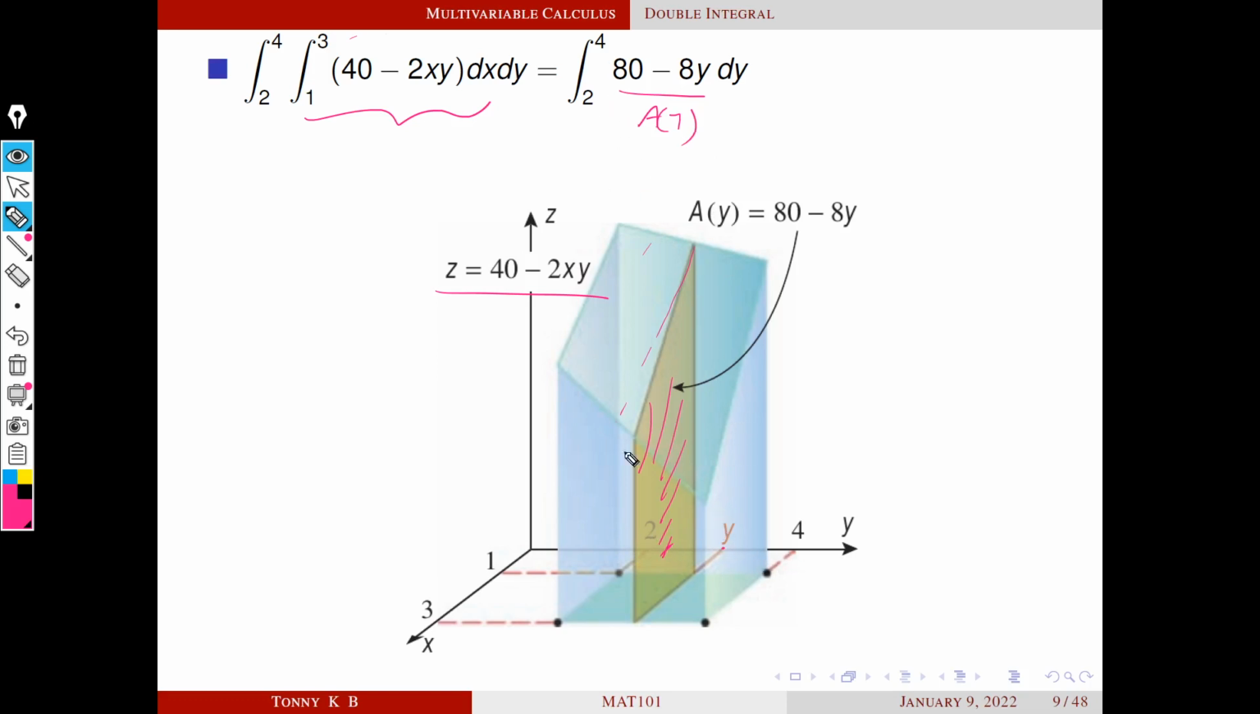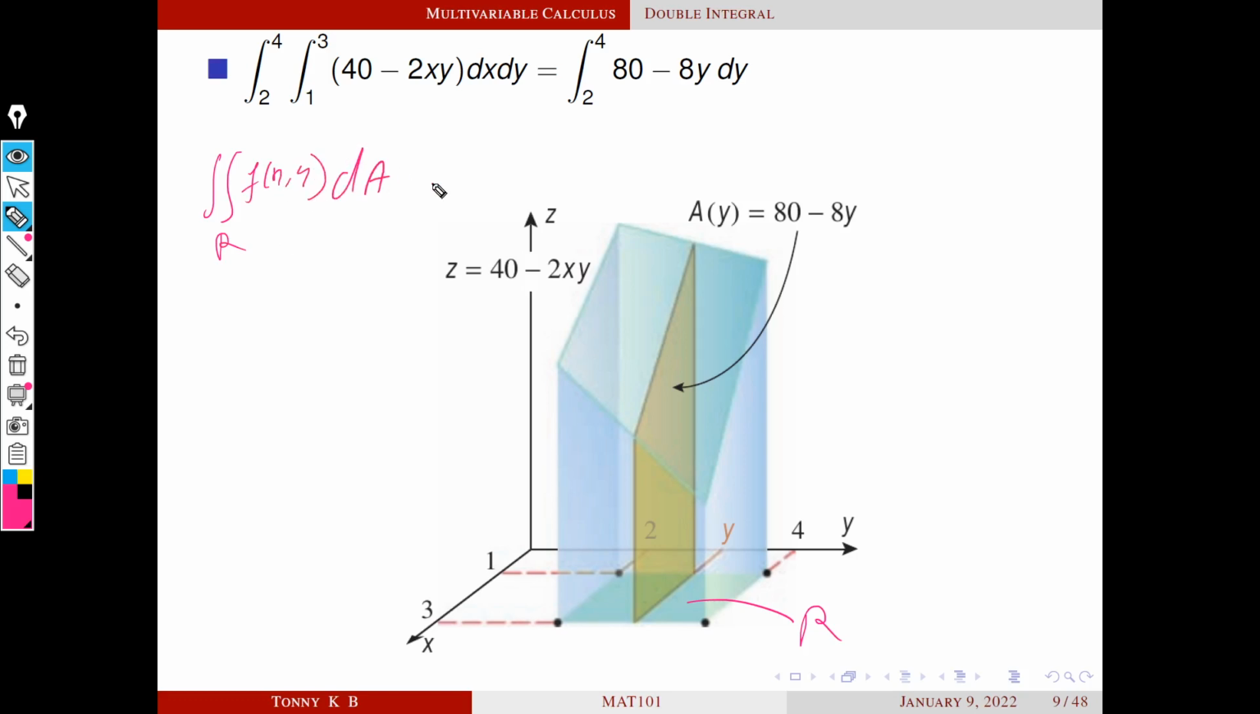That is integral 2 to 4 of area. So that is nothing but the volume of the same solid. That's why in both cases the integration gives 112, because it is the volume of that same solid. Clear? Suppose this rectangular region is denoted by R. Then we know that the volume is denoted by the double integral over R of f(x,y) dA.